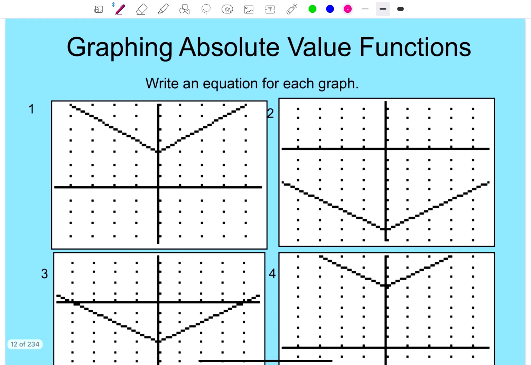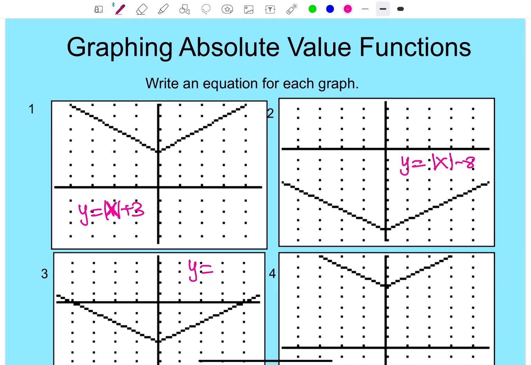Let's see, writing the equations for some of these graphs. They are all vertical shifts, so I'm going to be adding a number or subtracting a number after my absolute value function. So it will be absolute value of x, and because it's moved up, it would be plus 3. The next graph is moved down, so it will be absolute value of x minus 8.